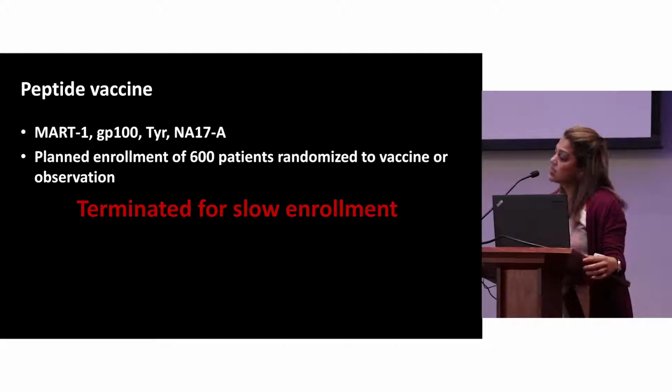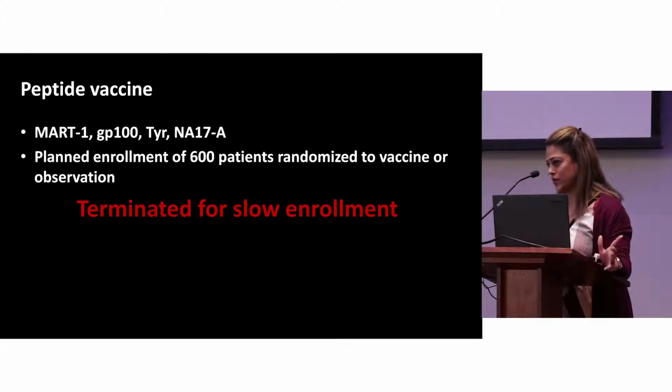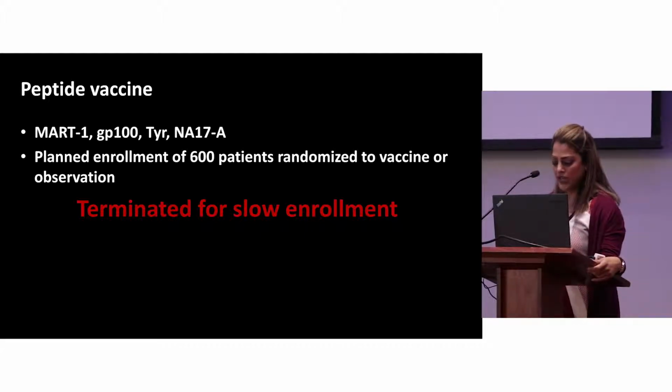There was a peptide vaccine study that was a multi-peptide targeting some of these four proteins in melanoma: MART1, GP100, tyrosinase. These are all proteins that are expressed in skin and uveal melanomas. And this was a really large phase 3 study. Patients were going to be randomized to either receive the vaccine schedule or a year of observation. It was 600 patients, originated out of Denmark, and this study was also terminated due to slow enrollment.